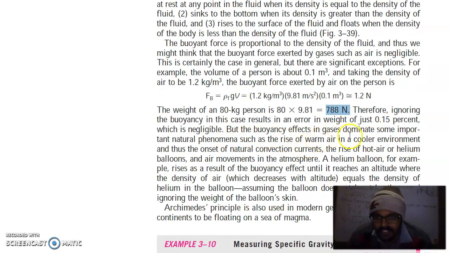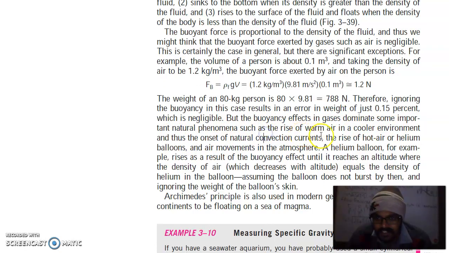But the buoyancy effects in gases dominate some important natural phenomena, such as the rise of warm air in the cooler environment, and thus the onset of natural convection currents, the rise of hot air or helium balloons, and the air movements in the atmosphere.